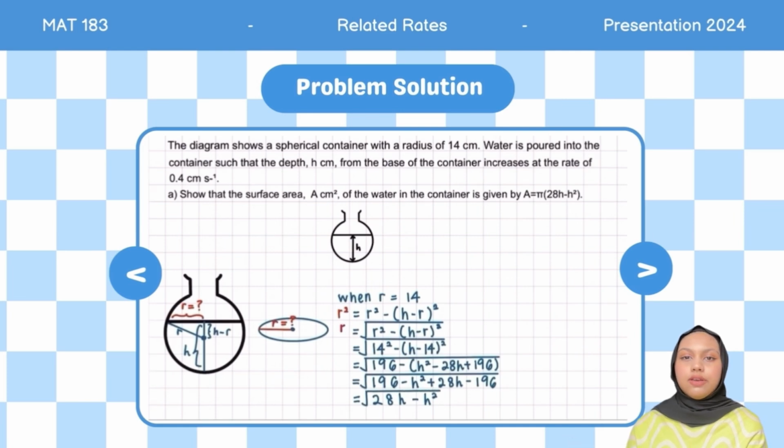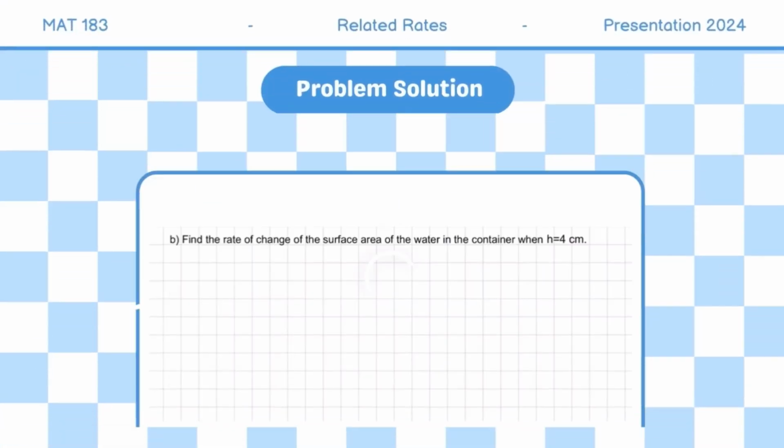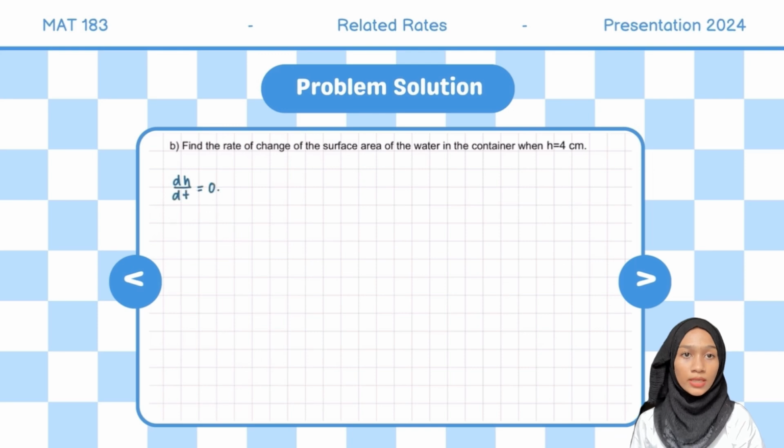The surface area is A equals pi r squared. So, we substitute the r that we have calculated into the equation, which gives pi times (the square root of 28h minus h squared) squared, and cancel the square and the square root. The final answer is pi times (28h minus h squared). Now, let's move to the next question.